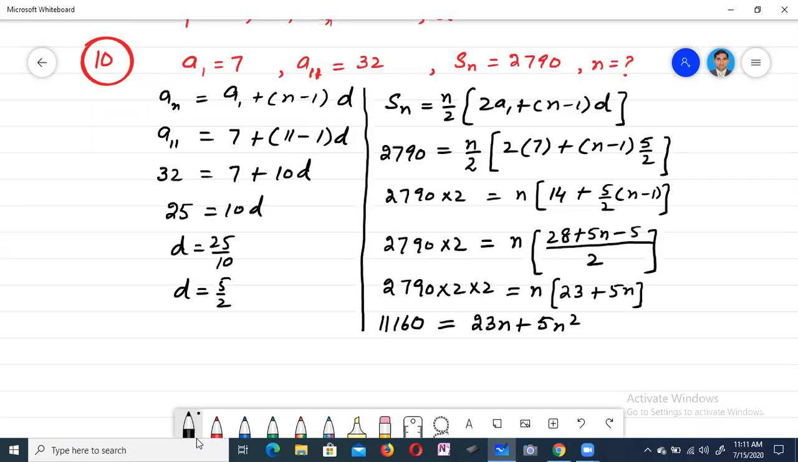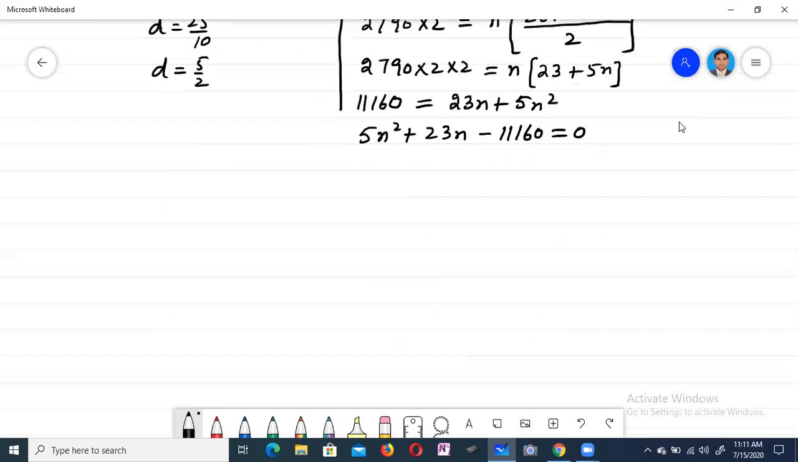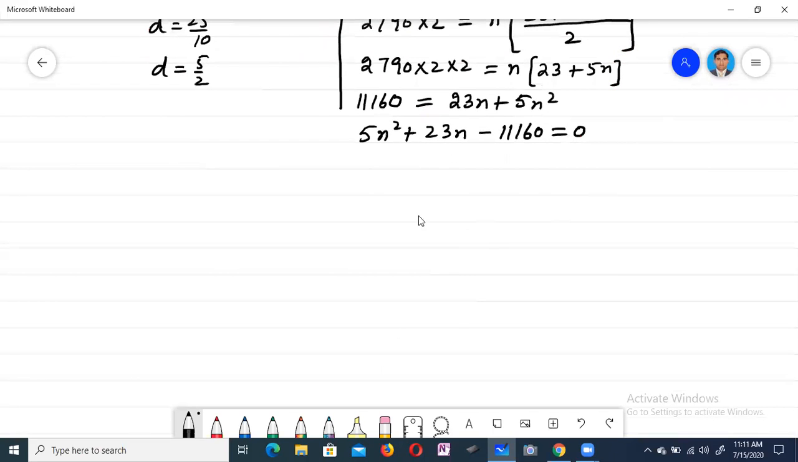This is quadratic in n. You can see, 5n square plus 23n, and the 11,160 on the other side will be minus 11,160 is equal to 0. Now this equation is quadratic in n. We need to find n here. Here we could break the middle term, but we have to use the quadratic formula, as the bigger number is there, and middle term breaking needs more time to think about it.